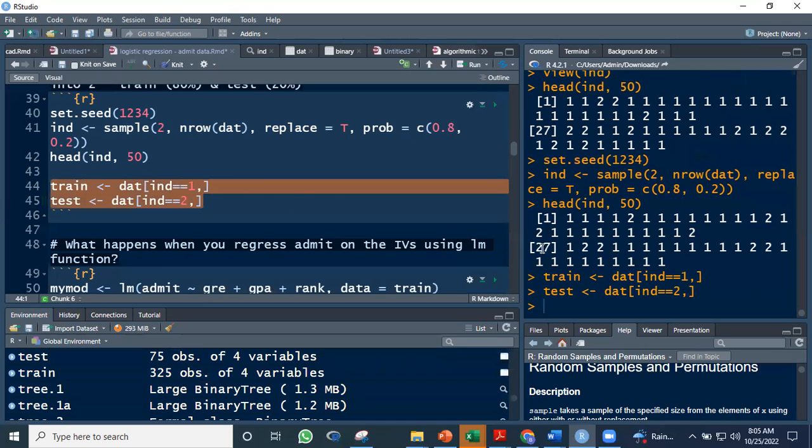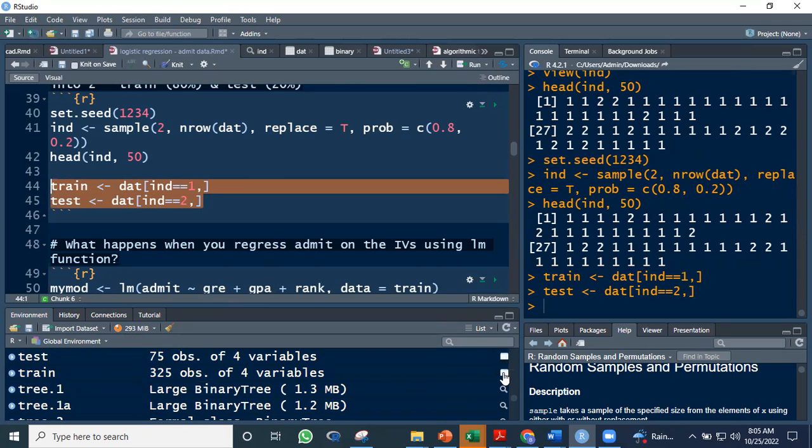Control Enter. So we now have two data sets, training and testing. And you notice that it's not exactly the same, it's not exactly 320, since 80% of 400 is 320. So 325 for your training data set and 75 for your testing data set.